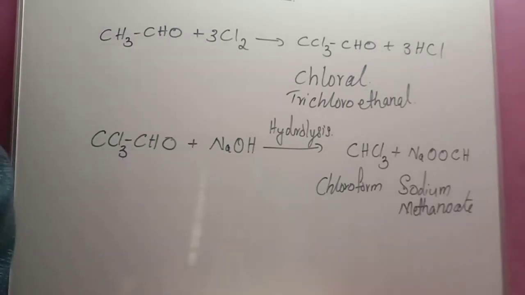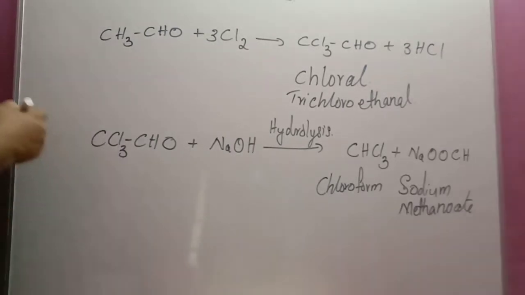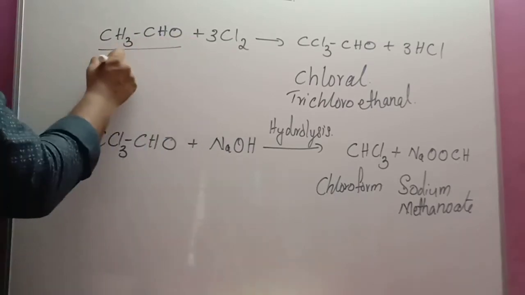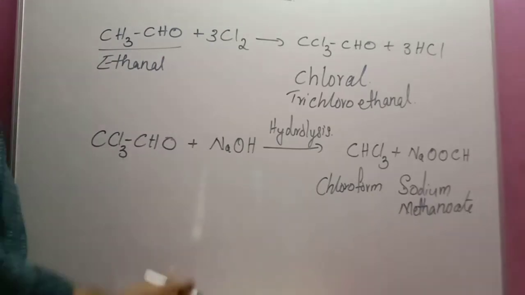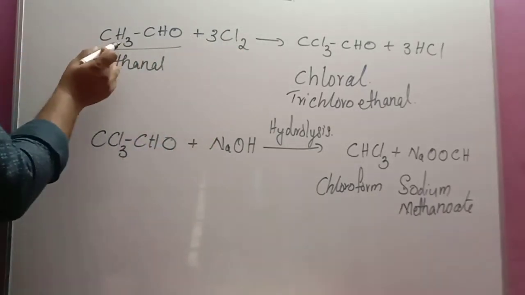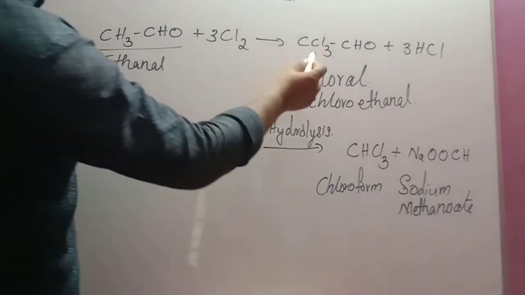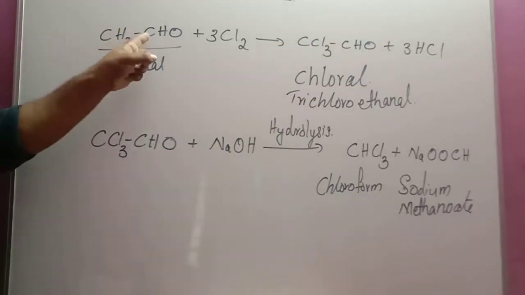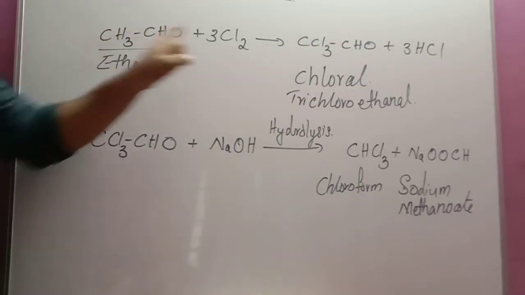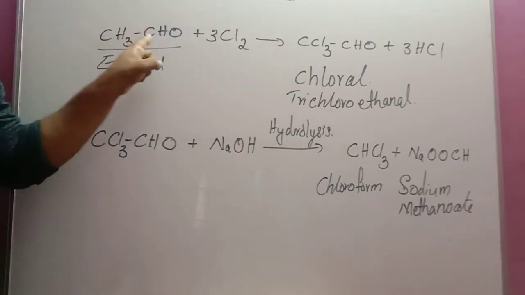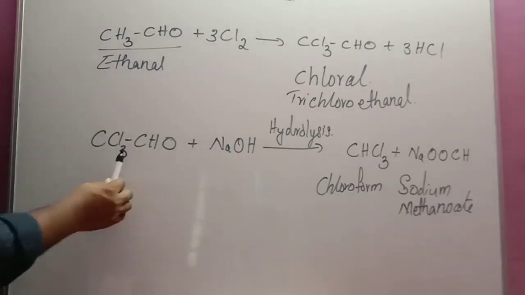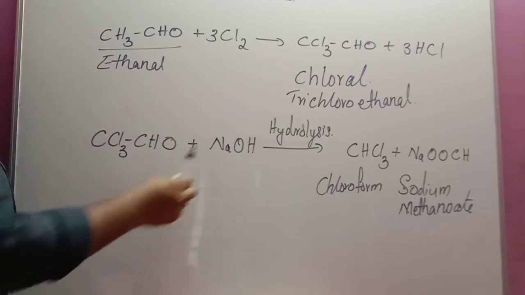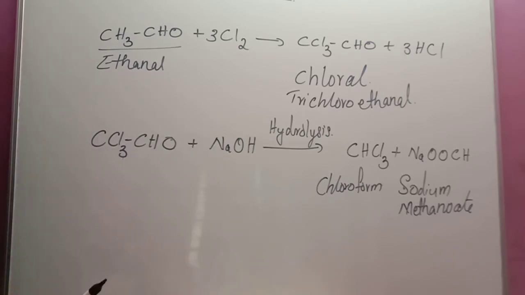Now we are going into the step-by-step reaction. Here we have taken ethanol or acetaldehyde, and the halogen taken is chlorine. When the halogen first reacts with the ethanol, forming a trichloroaldehyde, the alpha position of the carbonyl group is getting chlorinated here. The CH3 next to CHO is getting chlorinated as CCl3CHO. That's called chloral or trichloroethanol. And that chloral then reacts with the base and undergoes hydrolysis.